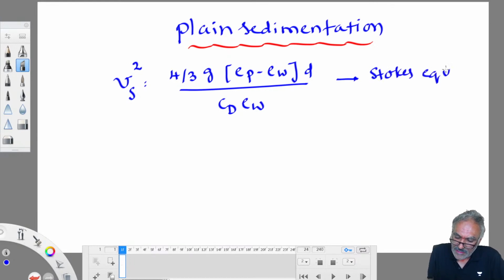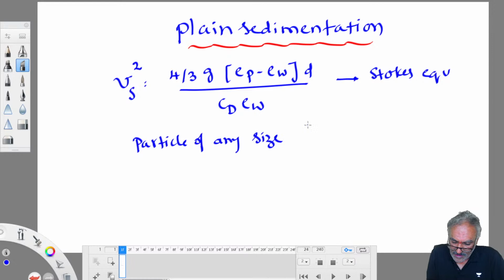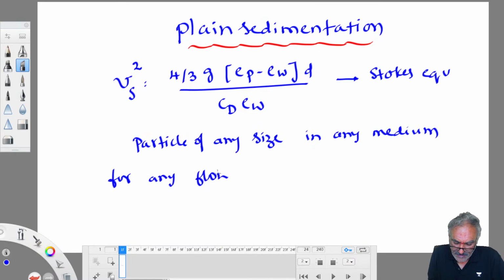And this is a generalized equation which can be used for particles of any diameter, any size, in any medium, for any flow regime. You can apply this equation, where Vs is known as the settling velocity of the particle.